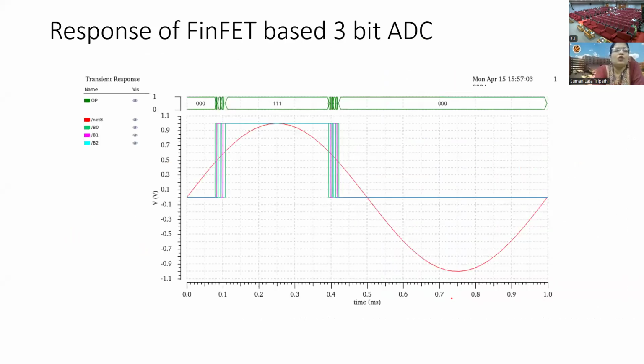Here is the output response, but I have shown only up to 3 bits. This is your input signal, how it is changing, and according to this we are getting different values in binary.